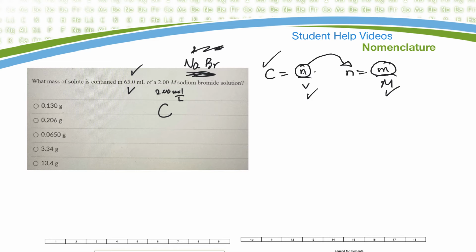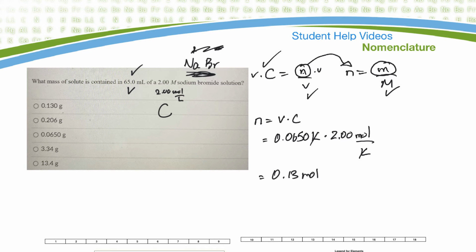Let's manipulate for moles. So I'll multiply both sides by volume. Moles are going to be equal to V times C. The volume, 0.0650 liters, times the concentration, 2.00 moles per liter. Liters cancel. And so, calculator, 0.065 times 2, 0.13. 0.13 moles. So that's how many moles of sodium bromide I have.